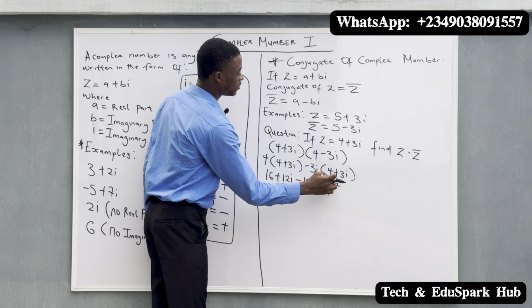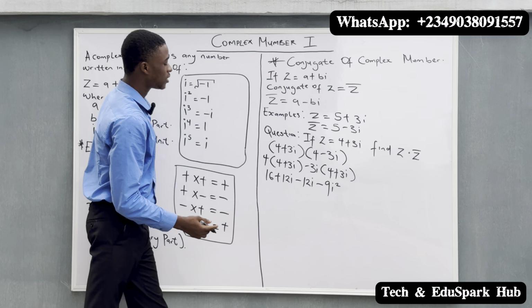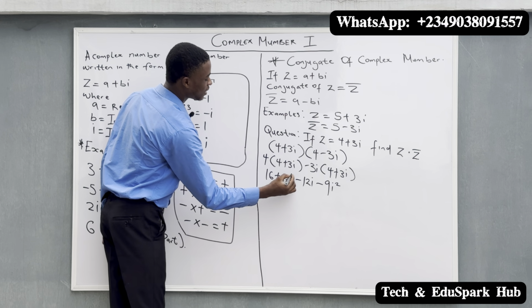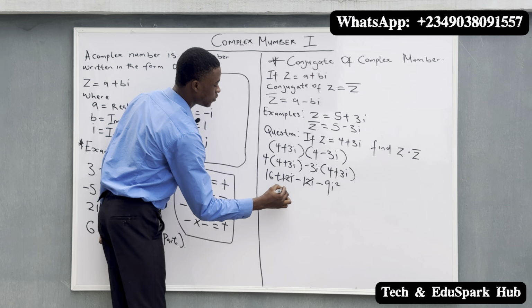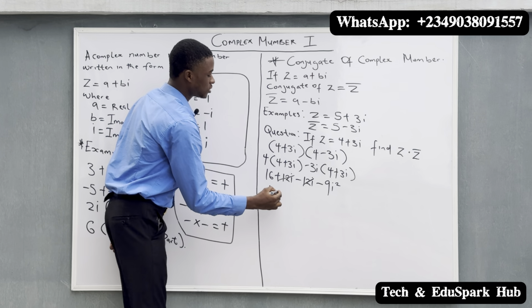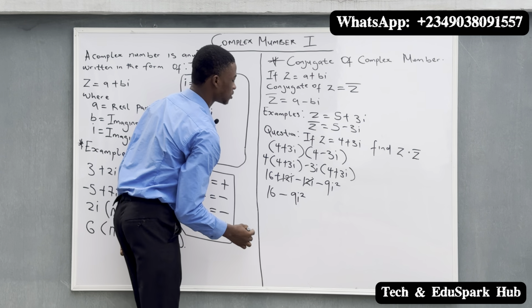So 3 multiplied by 3 will give us 9, and I multiplied by I will give us I squared. So solving for that, we can see we have plus 12I and minus 12I. So plus 12I can cancel minus 12I. So we have 16, because plus can cancel minus. So we have 16 minus 9I squared.